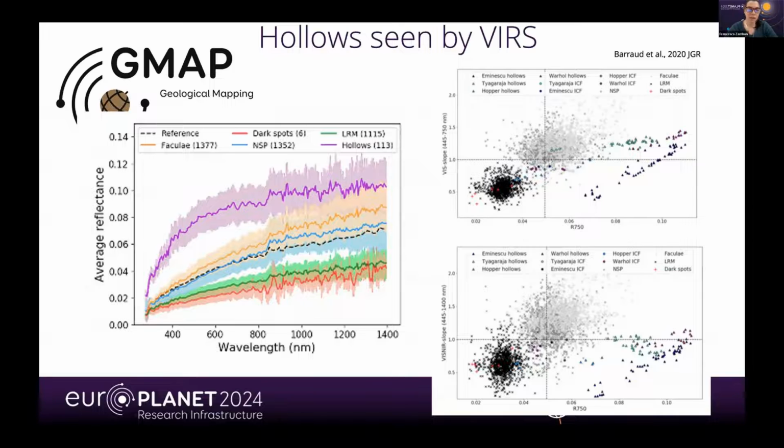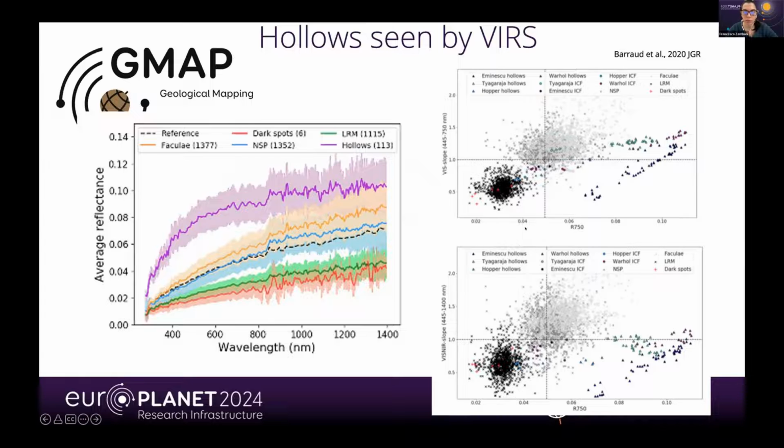Also in this case, you see some typical spectrum of different regions, and these are spectra from the visible and infrared spectrometer. So you see the comparison between low reflectance material, faculae, northern smooth plains, and hollows. And another kind of analysis you can do is putting together in a plot different parameters to see if you have a correlation, and if you can identify clusters which can clearly identify the feature you want to analyze.